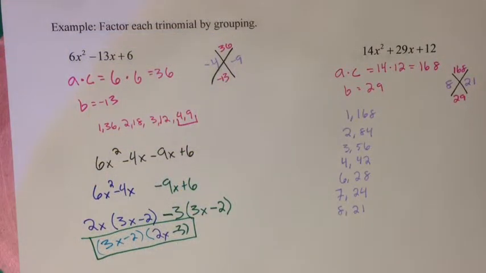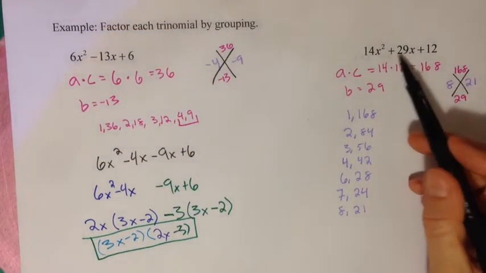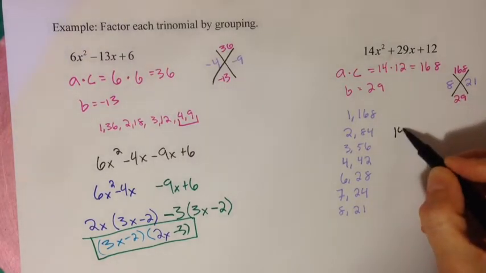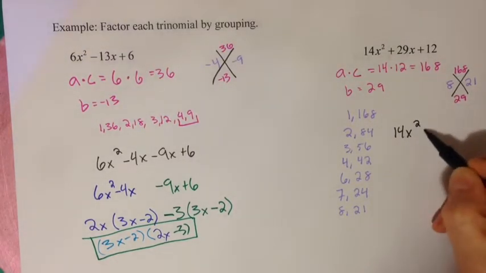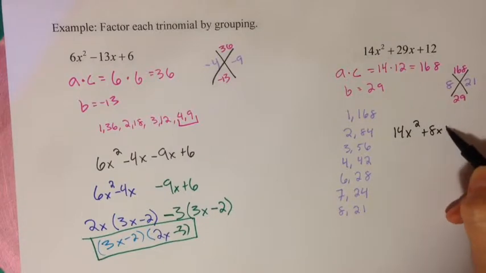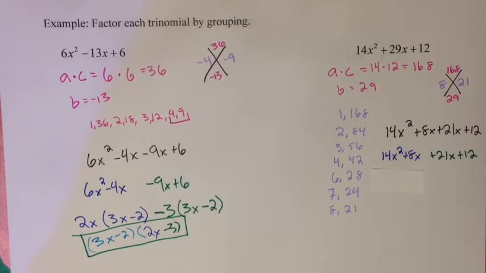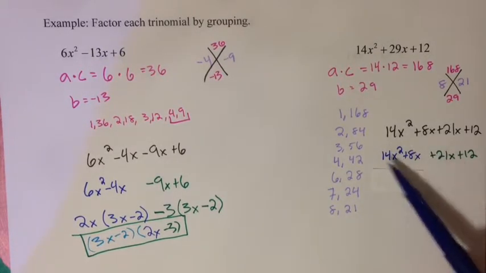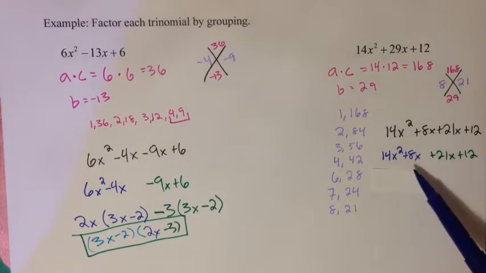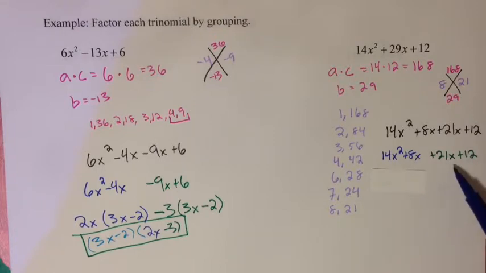Now that I have my two numbers, I use them to uncombine that middle term, making this 14x squared plus 8x plus 21x plus 12. Now that I've uncombined that middle term, I'll go ahead and group my terms up. My first two are 14x squared plus 8x, and my last two are 21x plus 12.